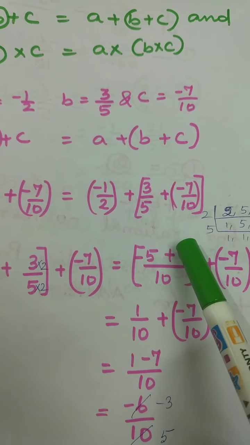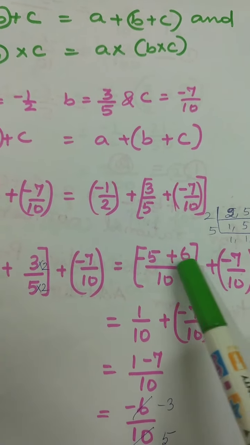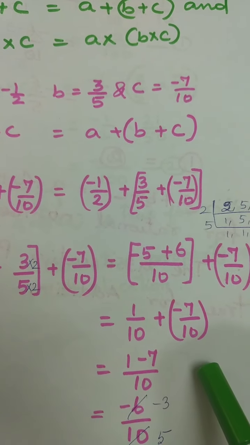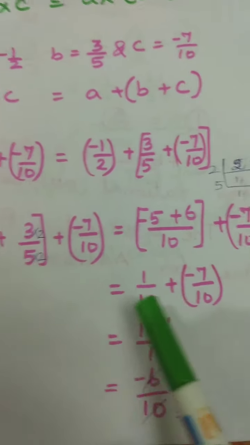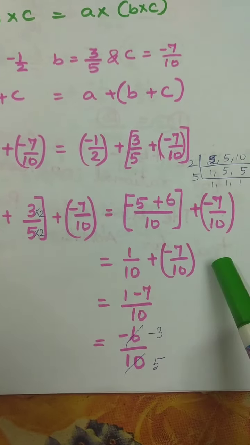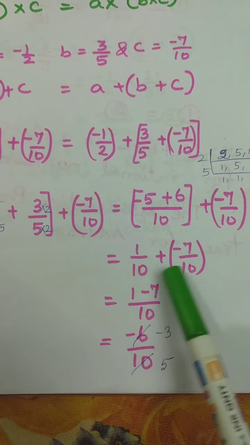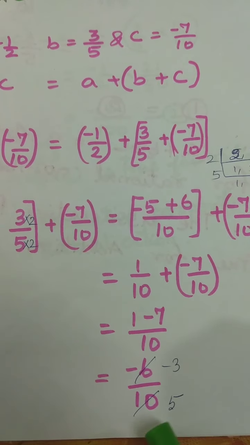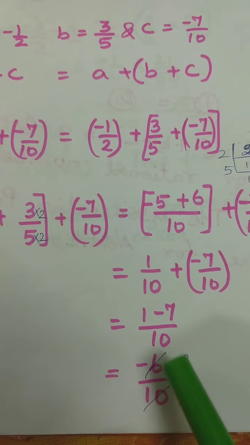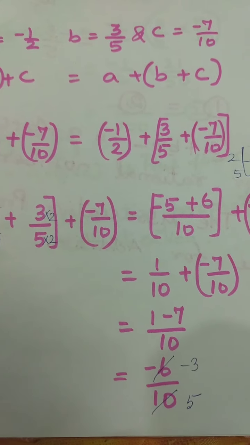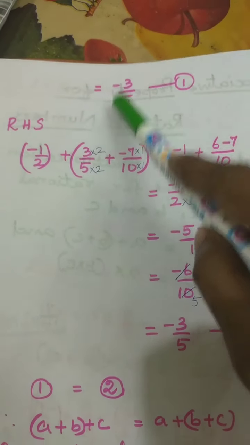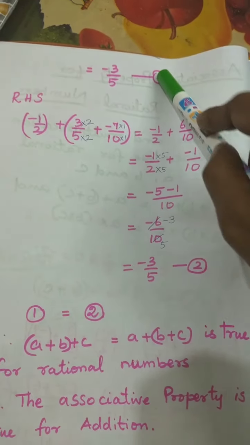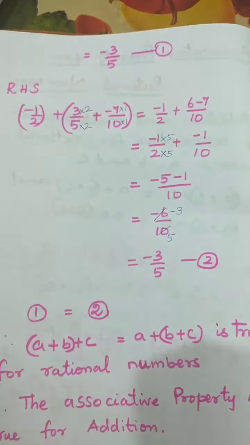Now you subtract these two. The bigger number's sign is plus, so 1 by 10 plus minus 7 by 10. Now both the denominators are the same here, so no need to find the LCM. So 1 minus 7 by 10 is equal to minus 6 by 10. You can cancel 6 and 10, minus 3 by 5. This is equal to minus 3 by 5. We have taken the LHS as the first equation. Then we shall prove the RHS.